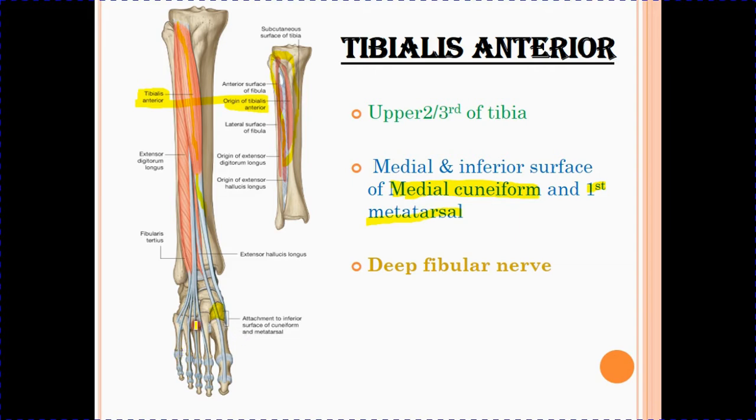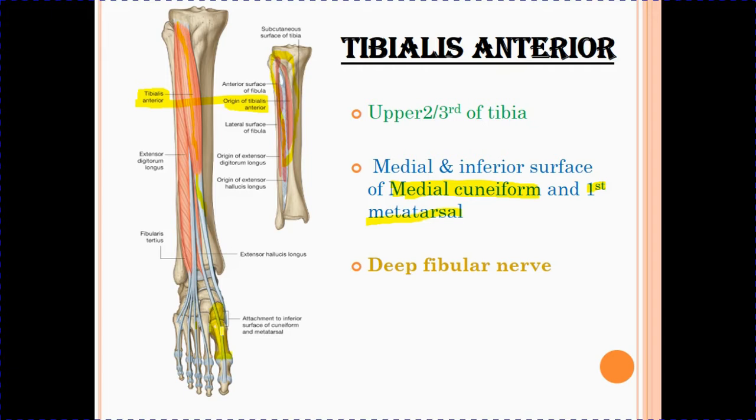In the hand we have metacarpals while in the foot we have metatarsals. So this bone is called first metatarsal and these are the phalanges, right? So the tibialis anterior tendon is inserted on the medial and the inferior surface of the medial cuneiform and the first metatarsal bone.